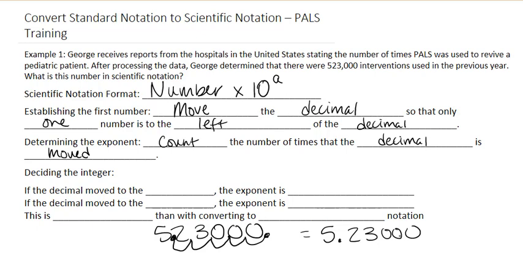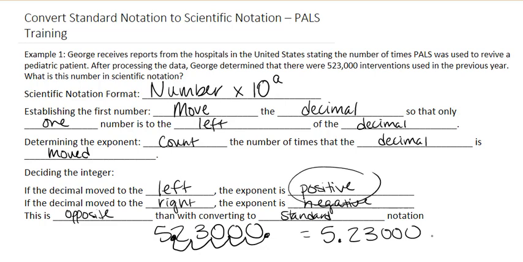So now we need to decide on the integer. If the decimal moved to the left, then the exponent is positive. And if the decimal moved to the right, then the exponent is negative. This is the opposite thing with converting to standard notation. So since we moved to the left, our integer is positive.